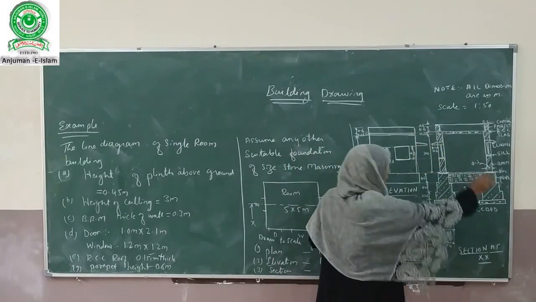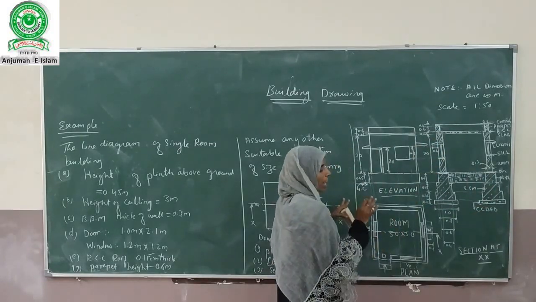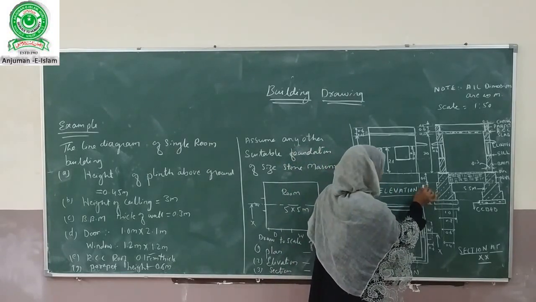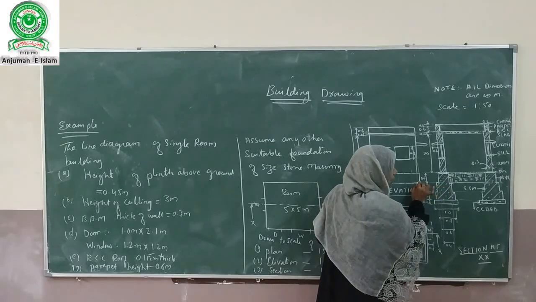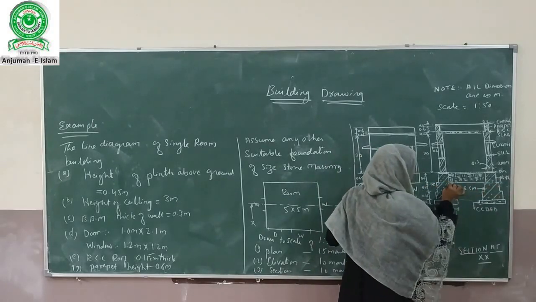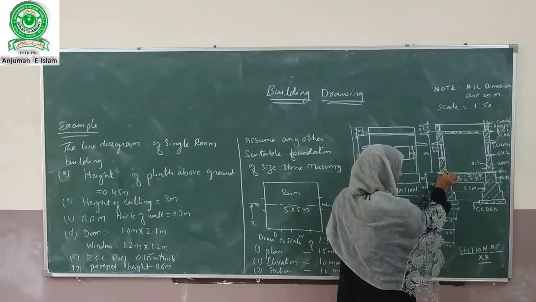For drawing these cross sections, we have to take the reference lines from the elevations. So from this plinth line, from the ground level, this line will be extended here. Above this, you have to draw the basement line.